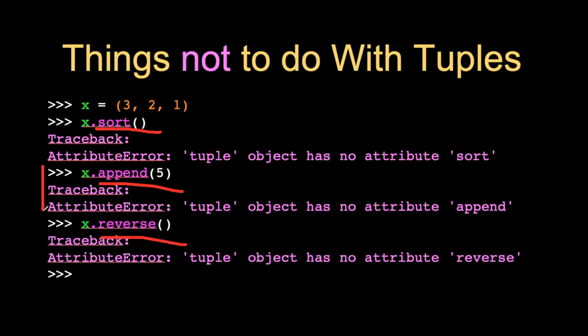You can't do that. You get what's called an attribute error, meaning these methods do not exist. So Tuple is really, really lean. It doesn't have many of the methods that you would expect, for example, a list would have. So what does Tuple have?